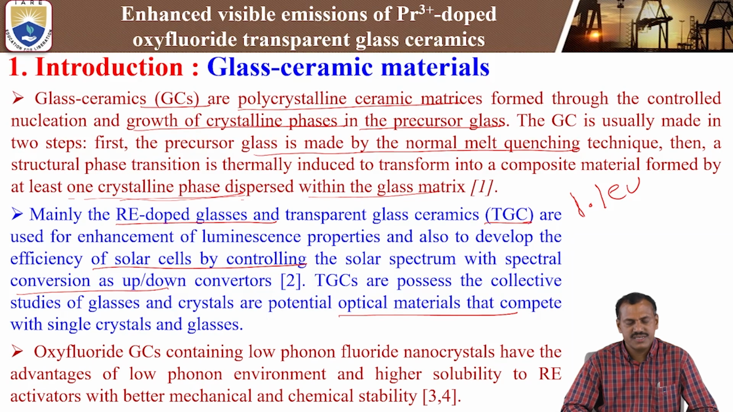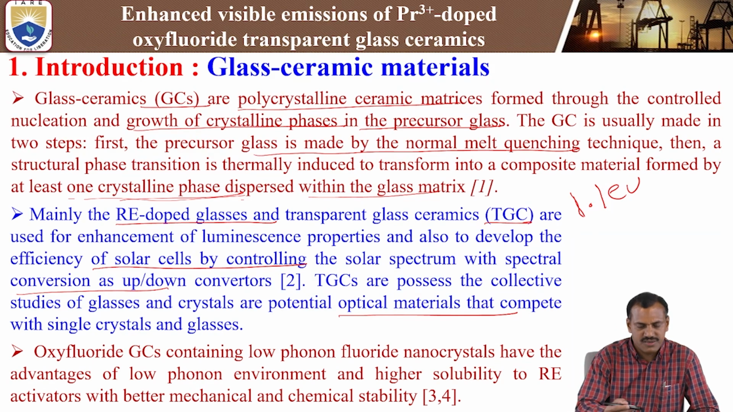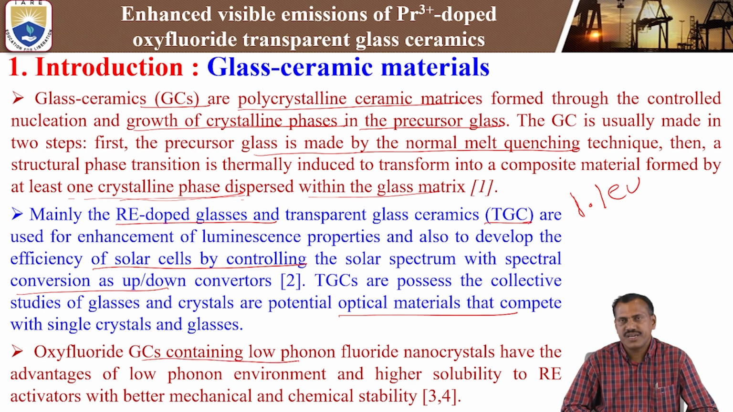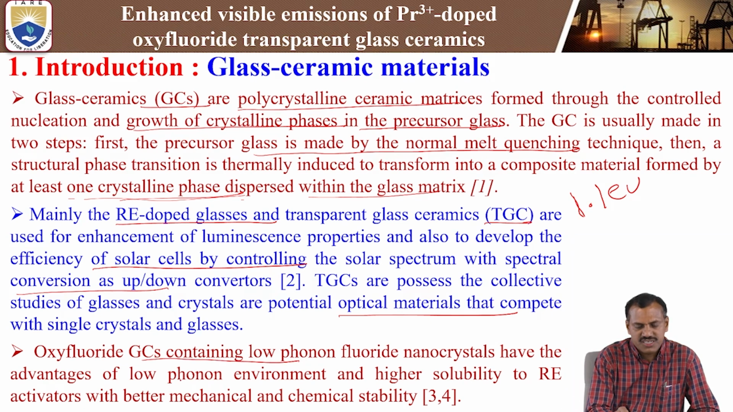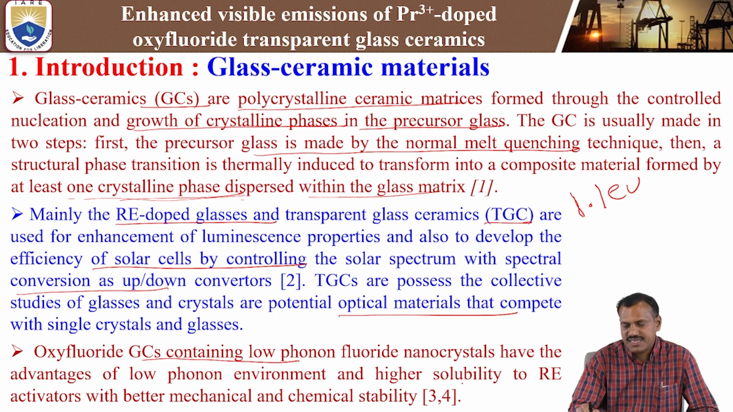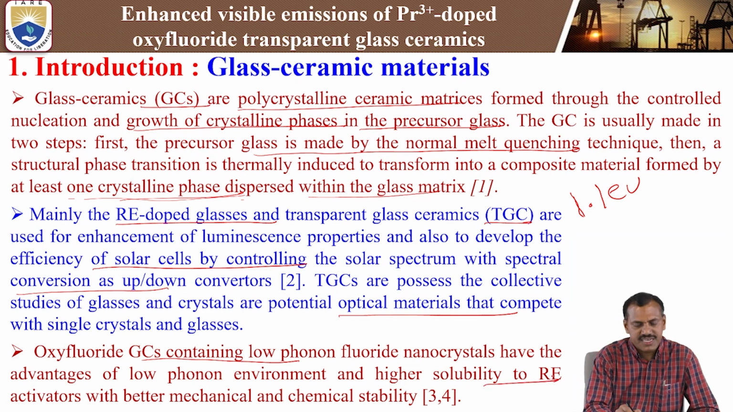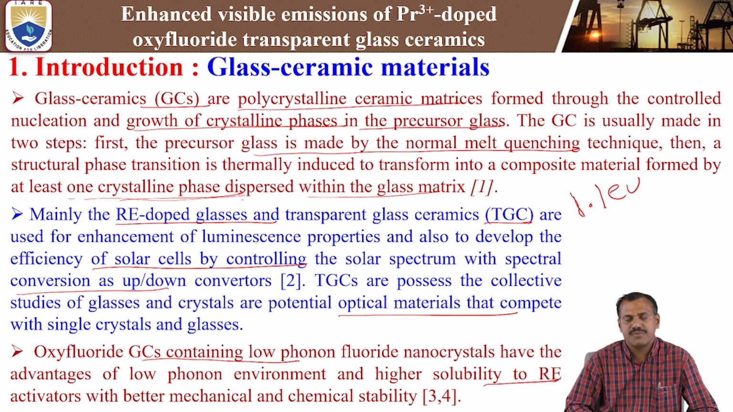We can use this for the different kinds of transparent glass ceramics. Finally, the oxyfluoride glass ceramics containing low fluoride nanocrystals have the advantage of a low phonon environment and higher solubility of rare earth element activators, with a better mechanical and chemical stability.